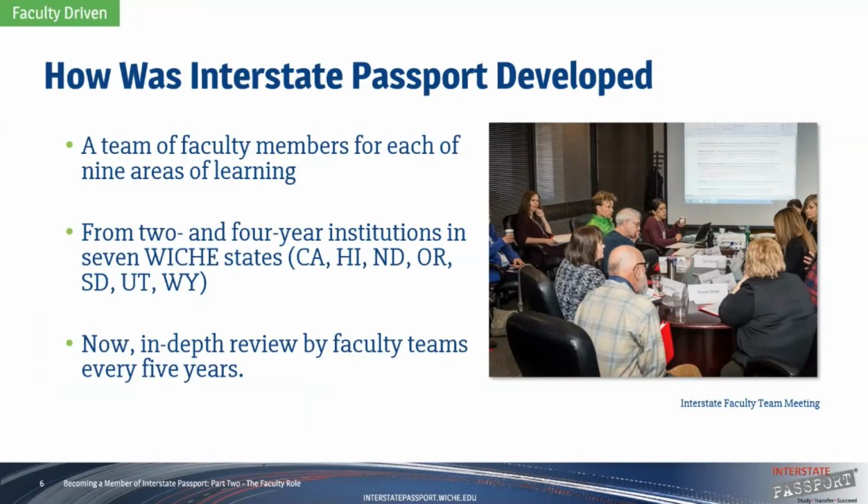So teams of faculty members for each of 9 areas of learning were assembled from the 2- and 4-year institutions in the 7 WICHE states. And these teams continue to operate and add members from new states as they join the passport. And we have begun reviewing in depth the different learning outcomes in the different areas to make sure that they're still appropriate and current.